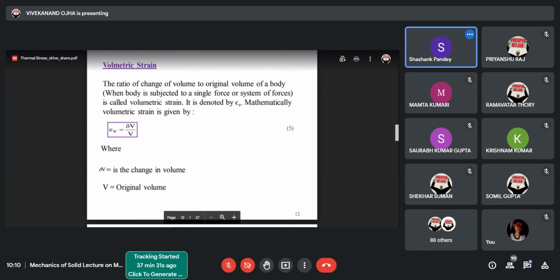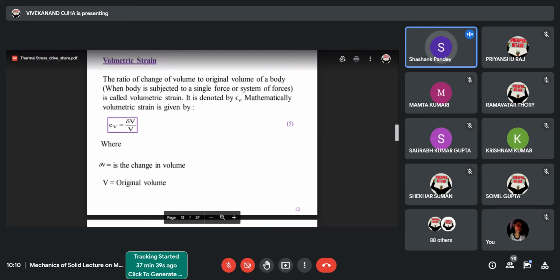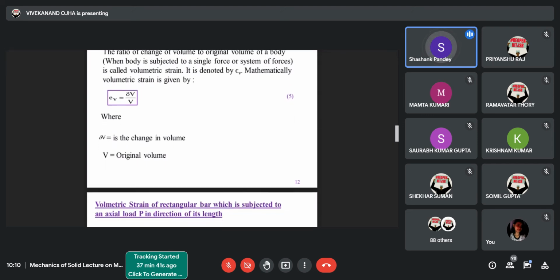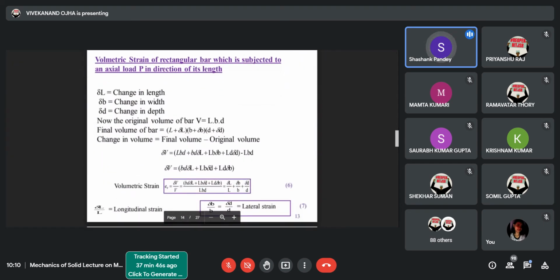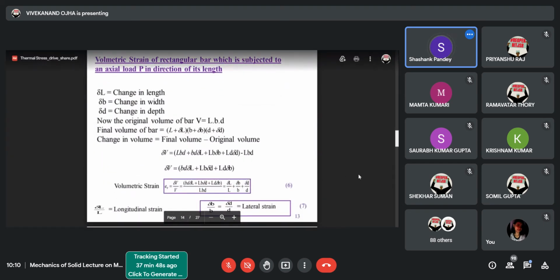So now we are going to derive one expression where we have this bar subjected to an axial load P in direction of its length. So there is this axial load in direction of its length. This is the change in length, delta B denotes the change in width, and delta D the change in depth.